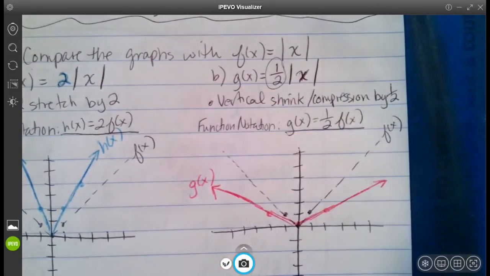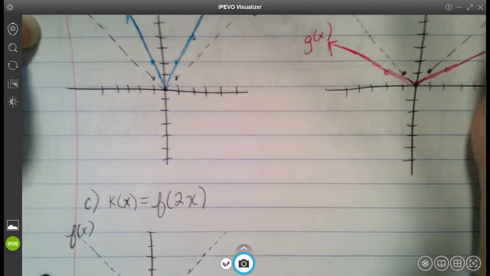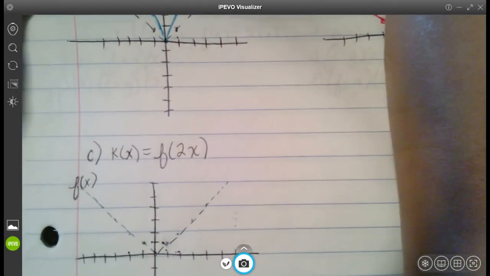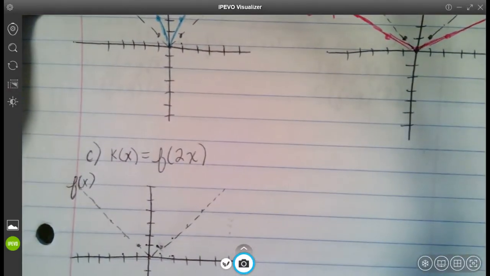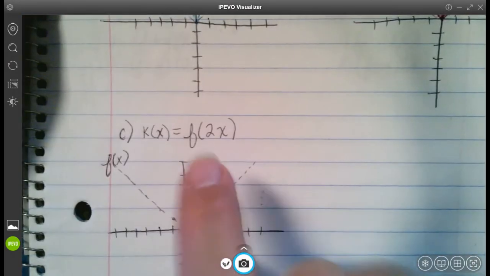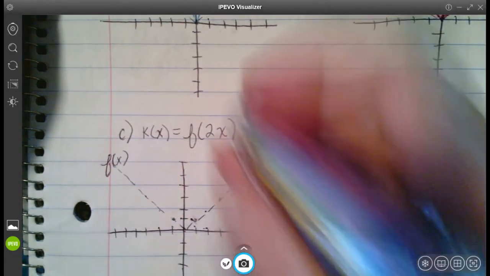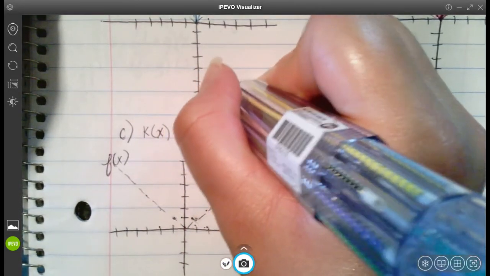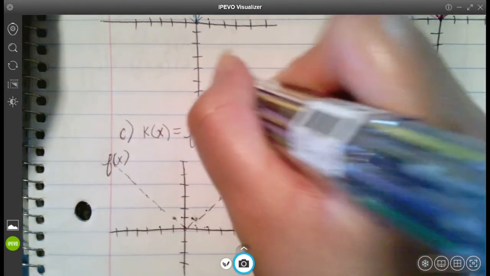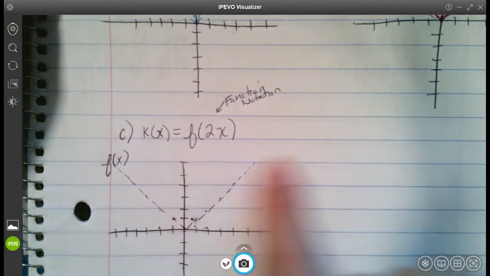The last one I want to go over is that tricky one where the numbers are on the inside. I wanted to do this one specifically so you could see how they relate. So here we have another function, k of x, is equal to f of 2x. Notice that this right here is actually our function notation. So I'm going backwards on this one so that we can see how it works, so that way you know how to go from here to the next one.